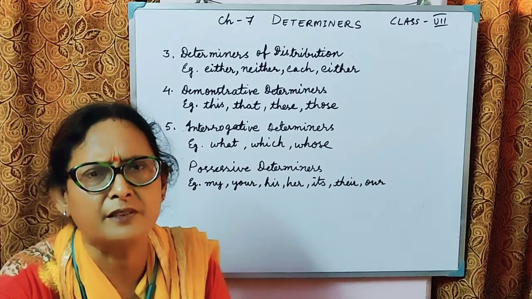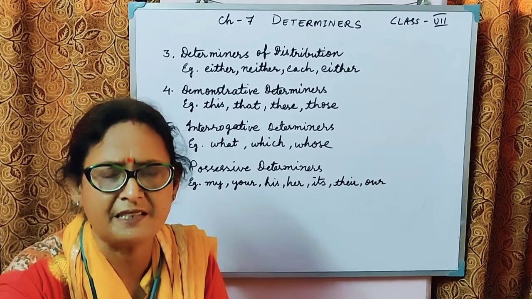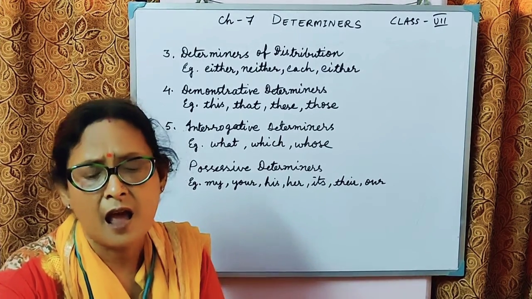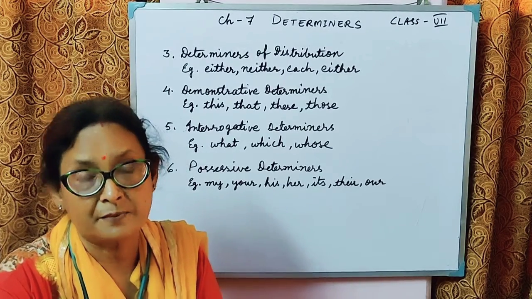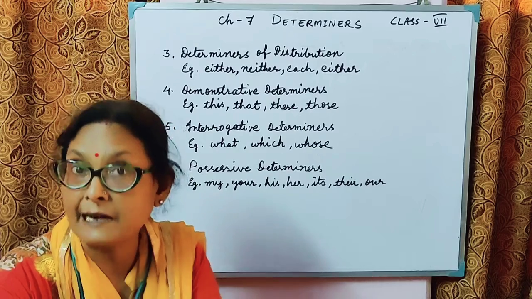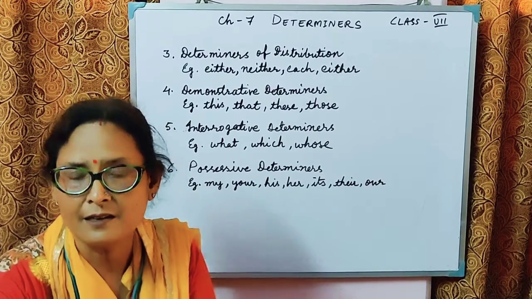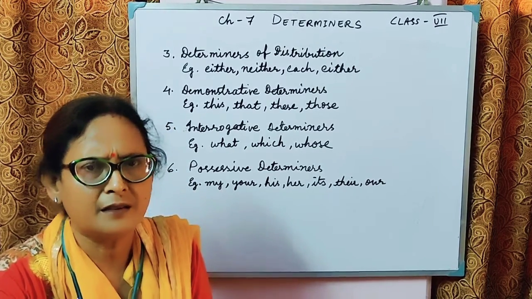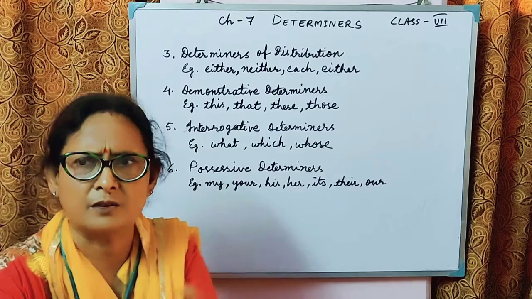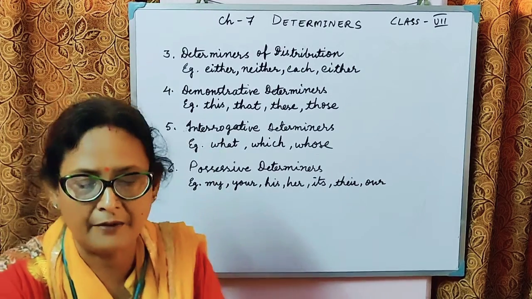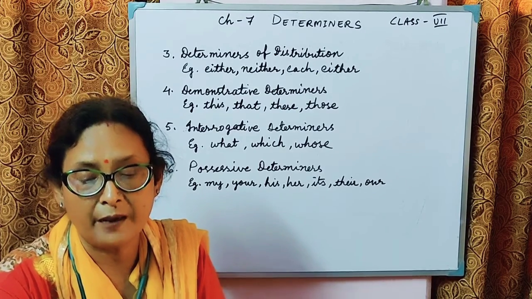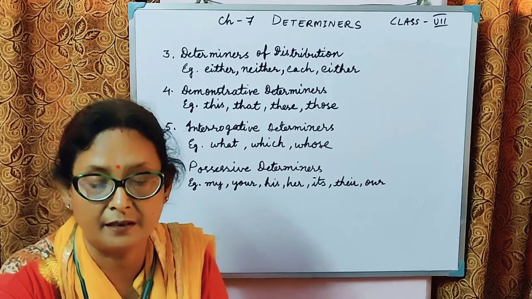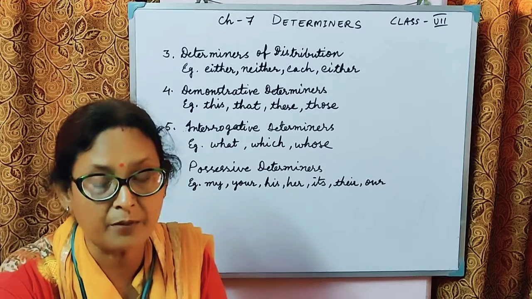Then coming to the end of the chapter, we have the specific and general determiners. As the heading suggests, specific means particularly that and only that, and general means it can be anyone, either this, either that, anyone. So the use of a specific determiner is that we know exactly which things or person or people we are talking about.